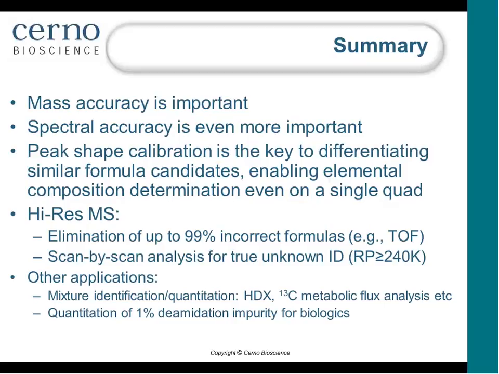For large molecules, biologics deamidation is another wonderful application where we have demonstrated that by calibrating the mass spectrometer, typically the high resolution systems in this case, to high spectral accuracy, we are able to determine down to 1% deamidation impurity, even when they are not separated from the native compound, for biologics applications based on either protein or peptides or oligo drugs.